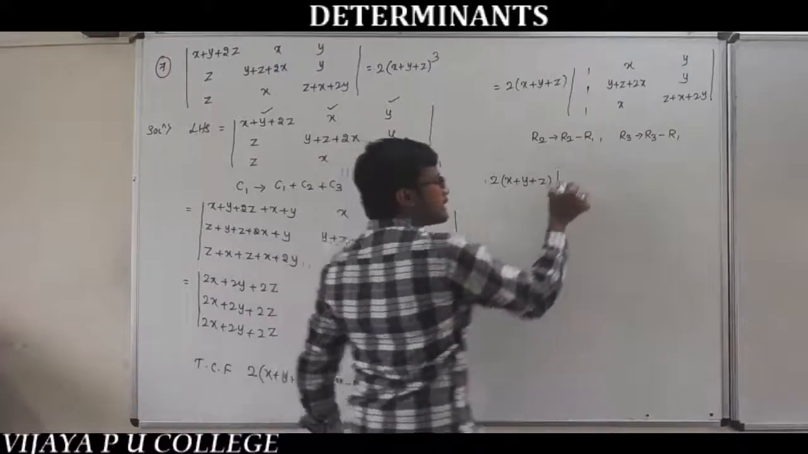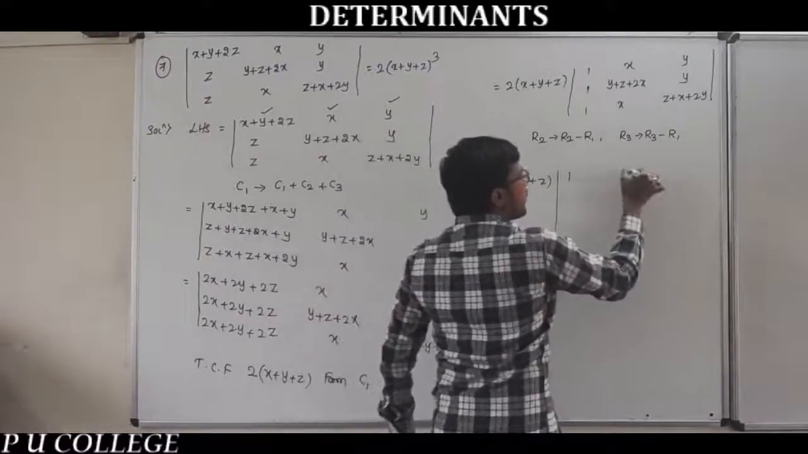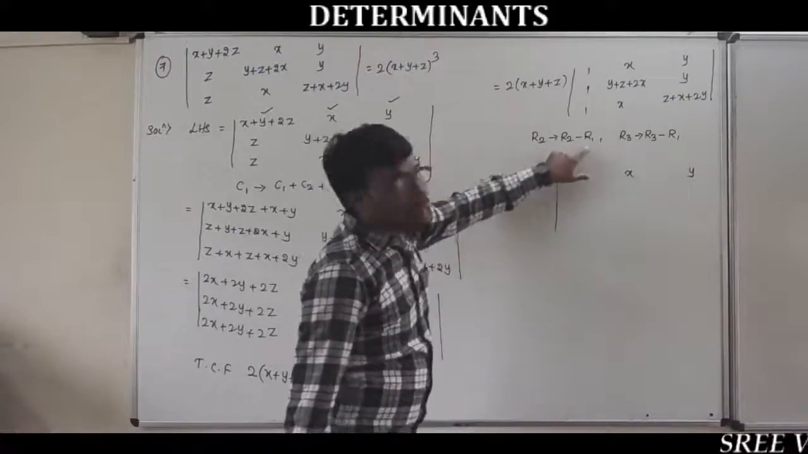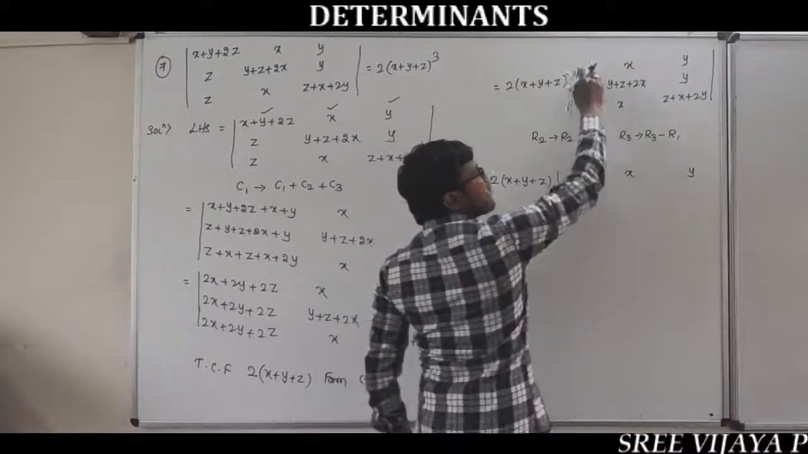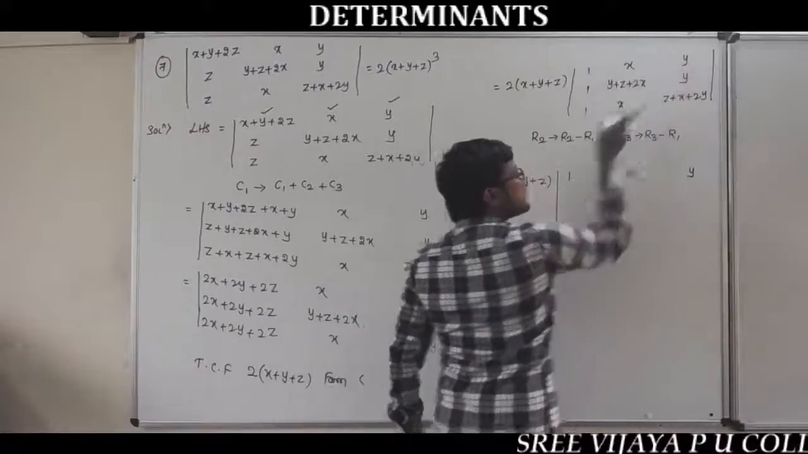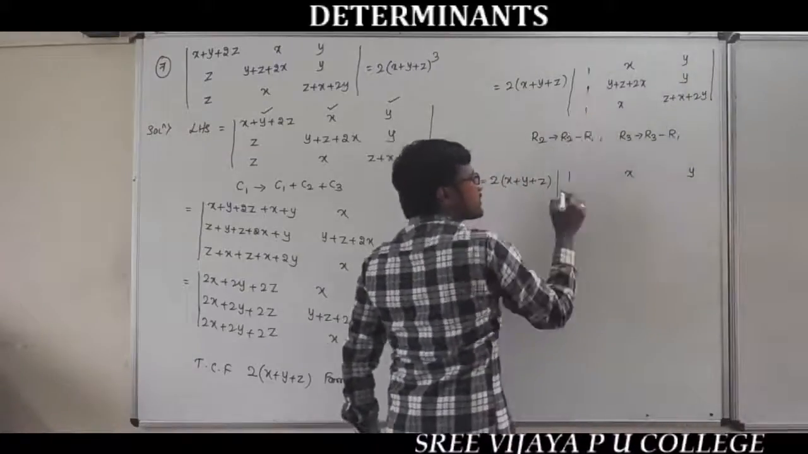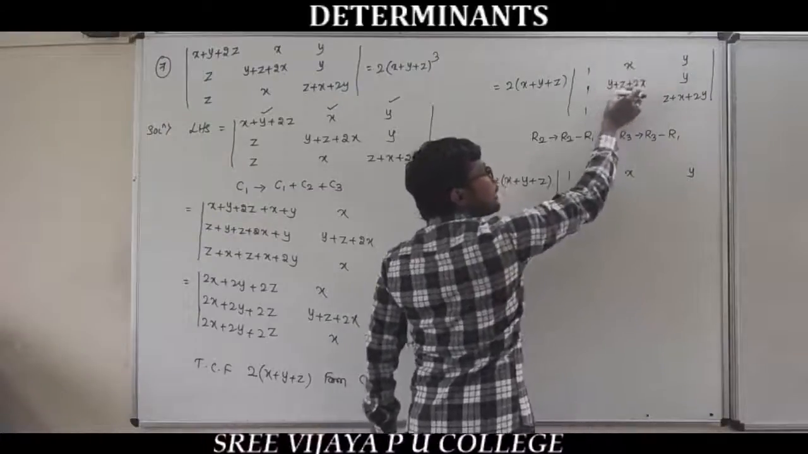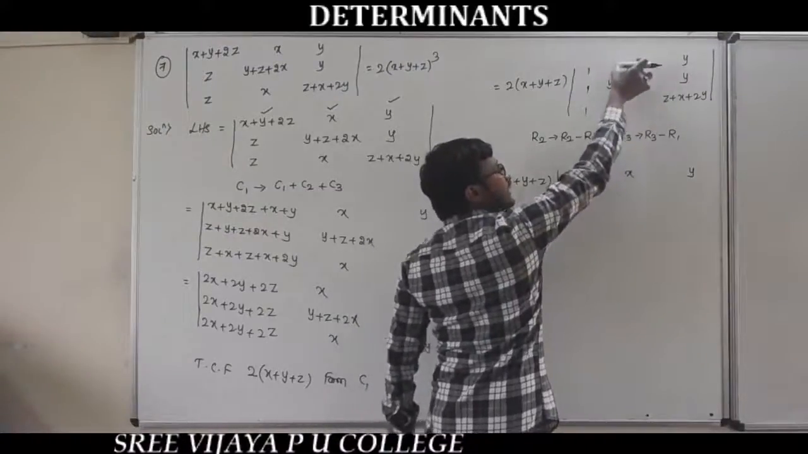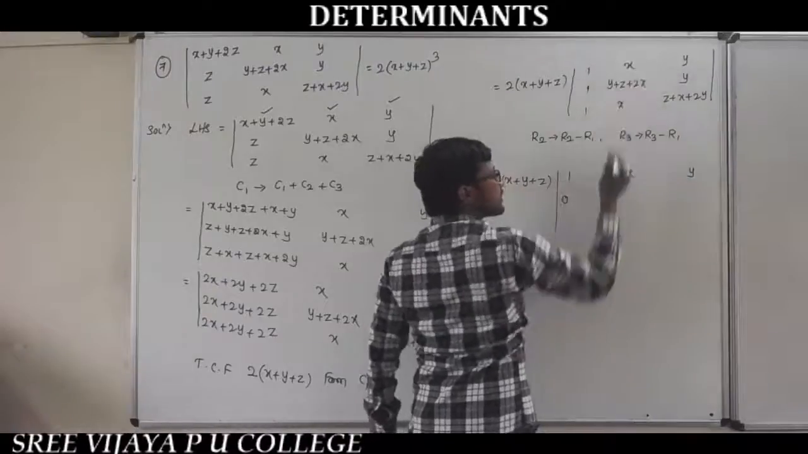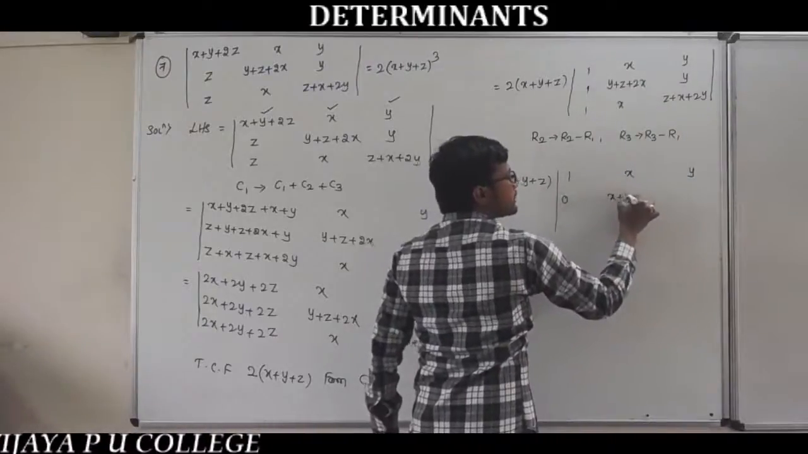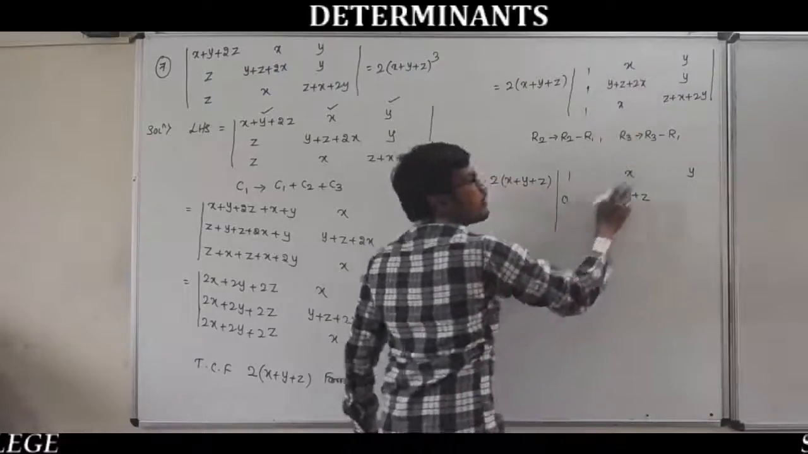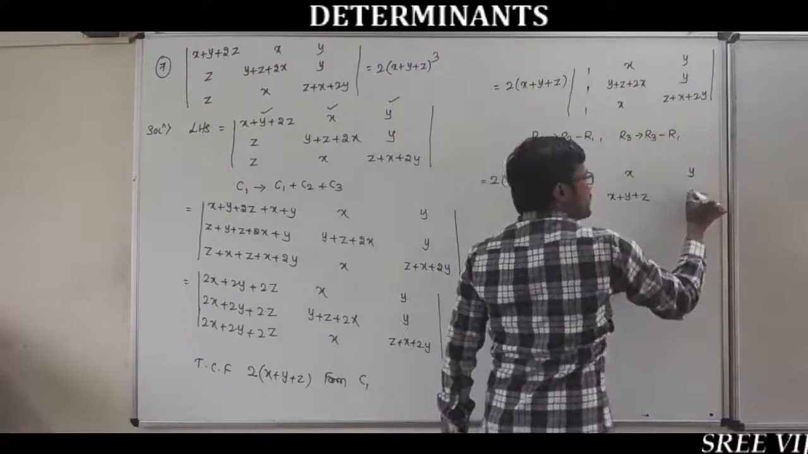Write R1 as it is: 1, x, y. R2 can be taken as R2 minus R1, right? So this minus this, this minus this, this minus this. This is R2 minus R1. 1 minus 1 is 0. Then y plus z plus 2x minus x: 2x minus x is x, so you will get x plus y plus z. These two as it is, 2x minus x you will get x. Next y minus y is 0.